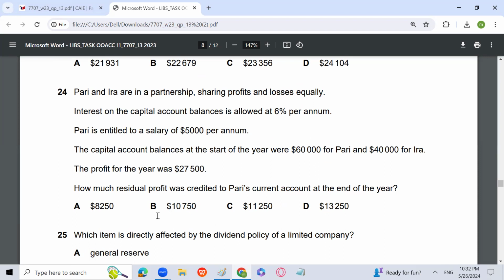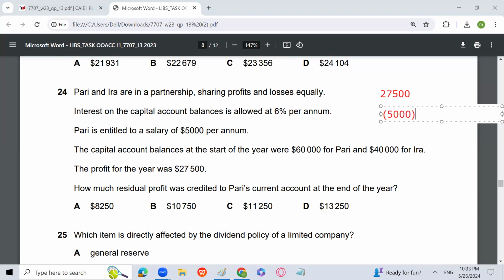So he's asking for the residual profit basically, and residual profit is shared equally. If you find the total residual profit, you can divide it by 2 to find the profit share of Pari. Let's do it. Profit for the year is 27,500. Add interest on drawing. Do you think interest on drawing is given in the question? No. Then we will subtract interest on capital. We will subtract salary. So salary is 5,000.